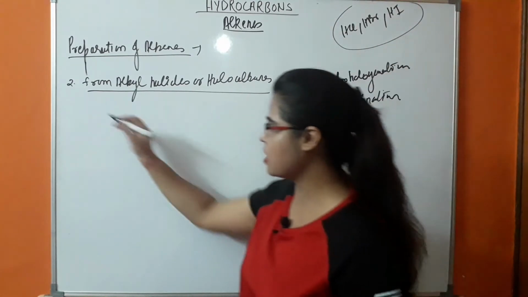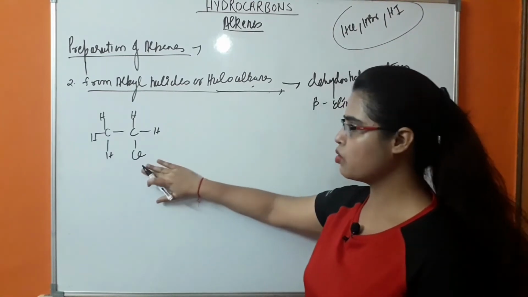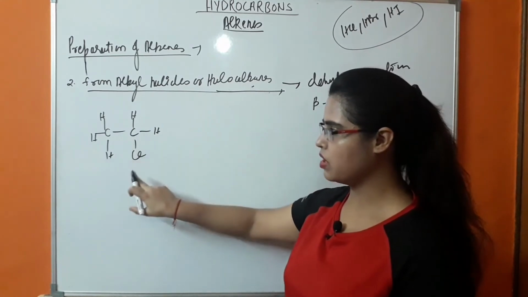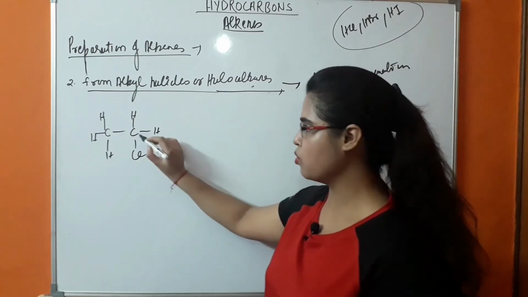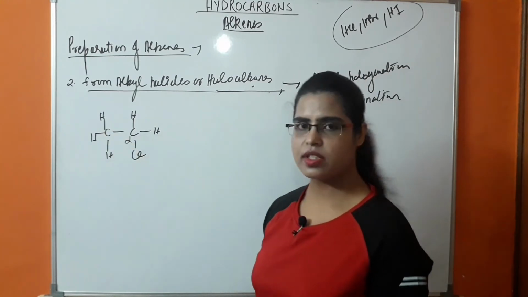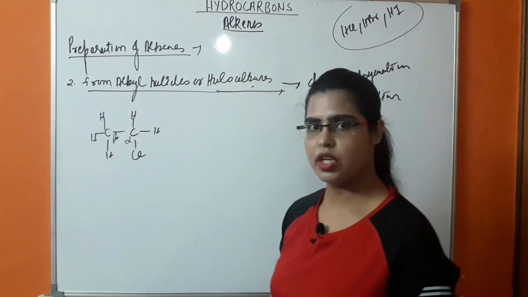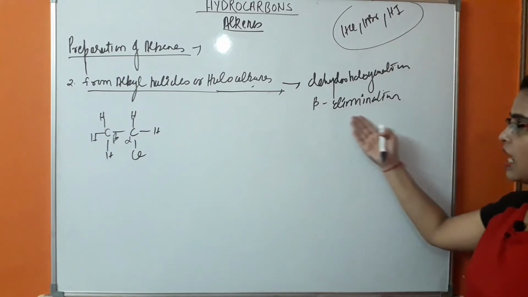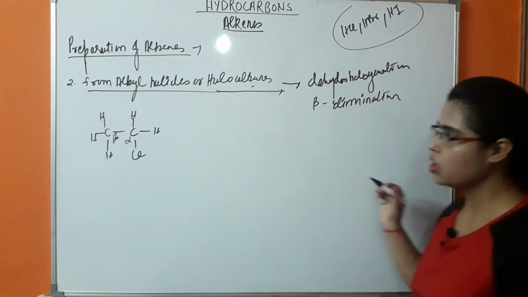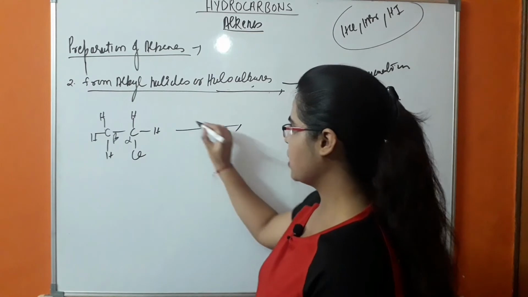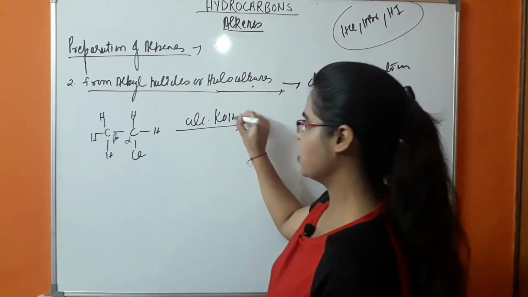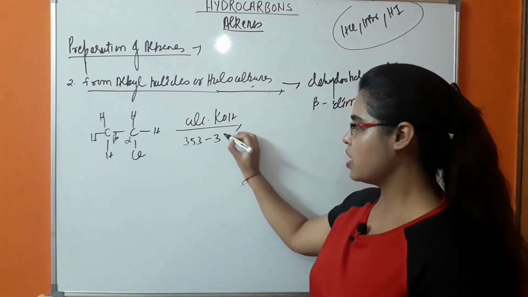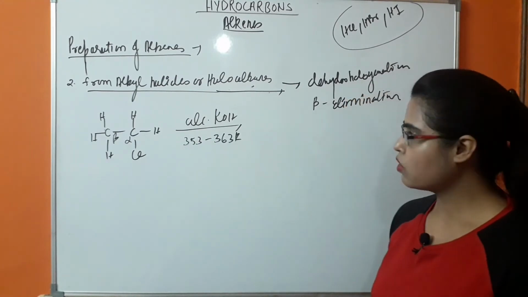So let's see the example. This is chloroethane. What is happening in this case? The first carbon, to which the halogen is attached, is known as the alpha carbon, and the adjacent carbon is known as the beta carbon. Because the hydrogen of the beta carbon is removed, it is known as a beta elimination reaction. This reaction occurs in the presence of alcoholic KOH, and the temperature is 353 to 363 Kelvin.